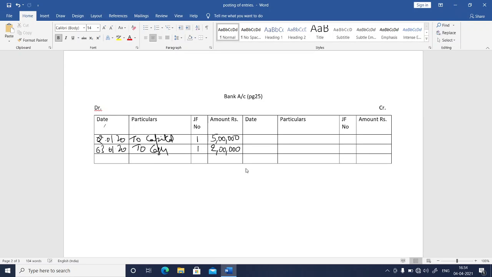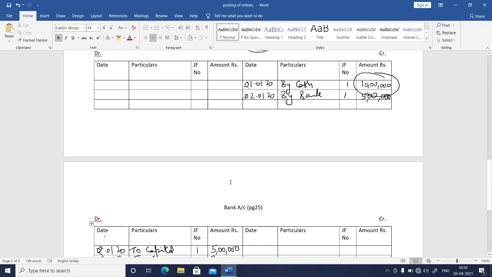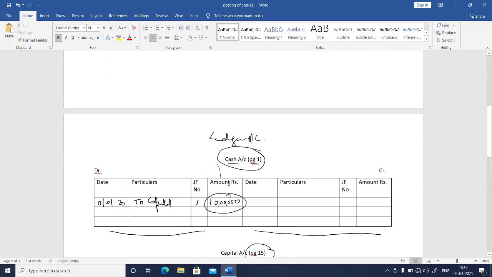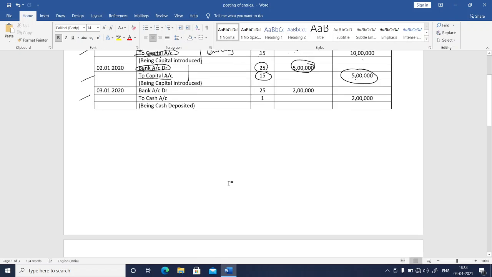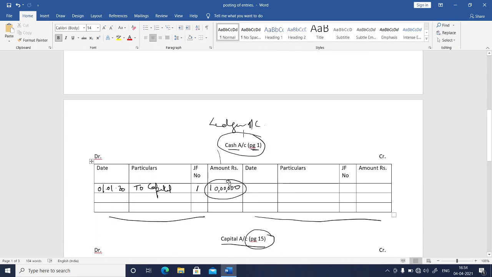Now, for every journal entry, there will be a debit in one account and a credit in another account. So in this journal entry, cash account is credited. So I have to credit cash account. I'll write here the date 3rd January 2020. I will write 'by bank'. Again, this entry is coming from the first page of the journal folio and write here 2 lakh rupees.